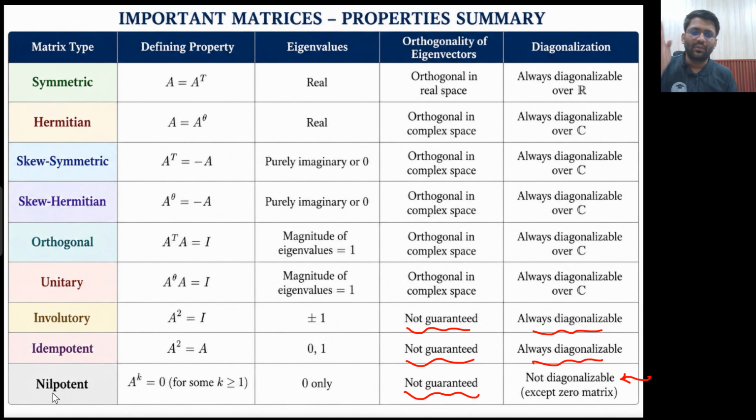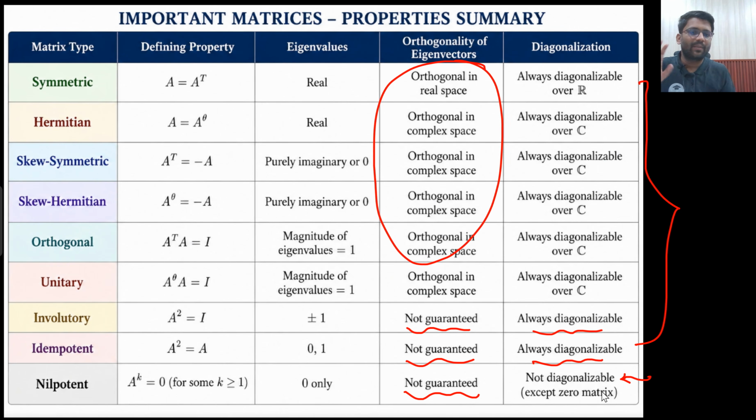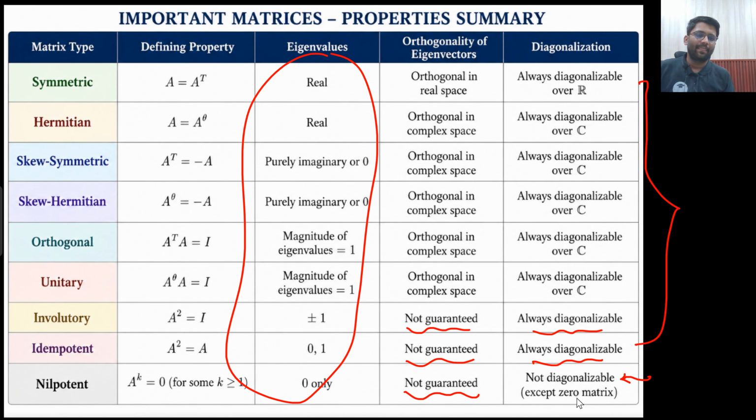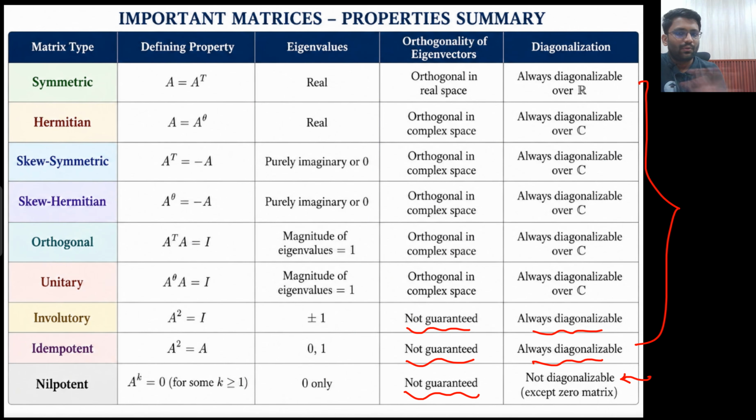Nilpotent matrix is not diagonalizable. Rest all are diagonalizable. Only nilpotent is not diagonalizable. And what about orthogonality? For the first 6 cases we can comment on orthogonality, then we cannot comment anything. And what about the eigenvalues? That you have understood in a good manner. Understandable? All good? All fine?